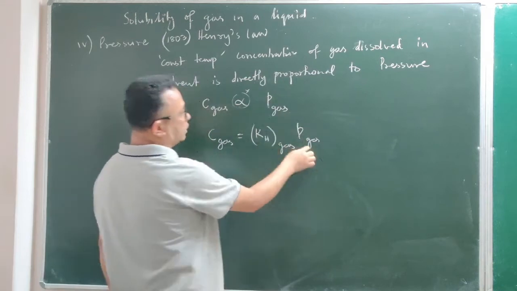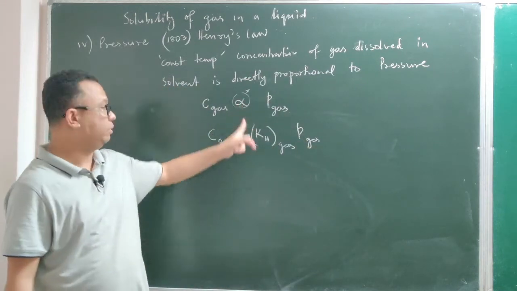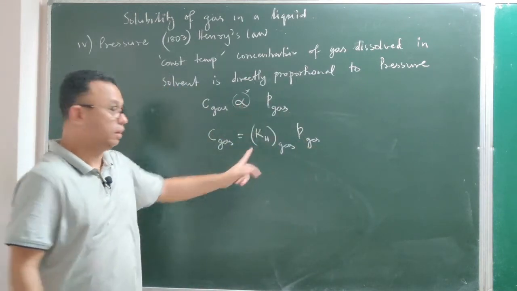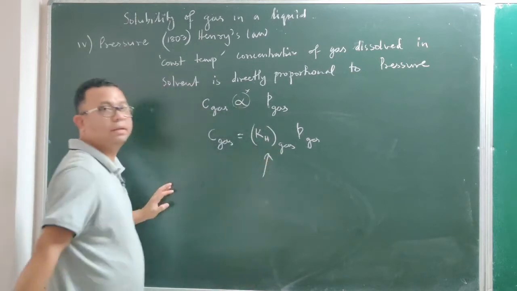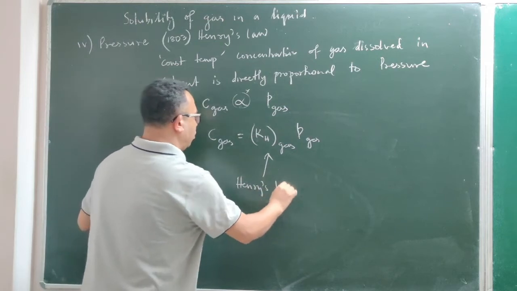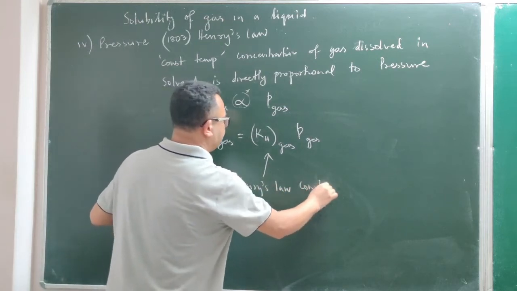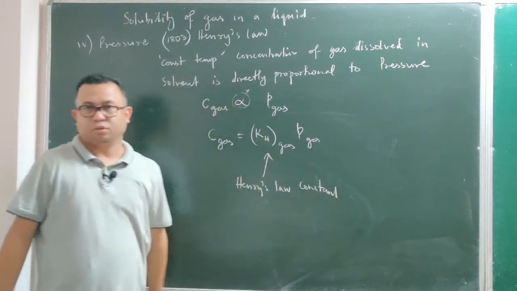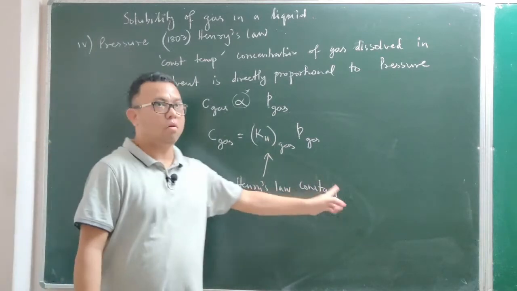So this is the same pressure of the gas that I have written, but when the proportional sign is changed into an equal to sign, I have to add a constant, and this proportionality constant is what is called Henry's law constant. So this KH that you see here is your Henry's law constant.